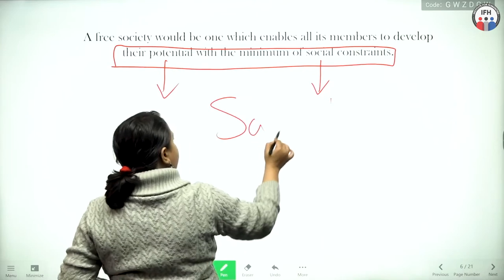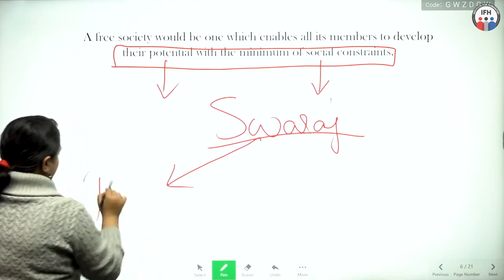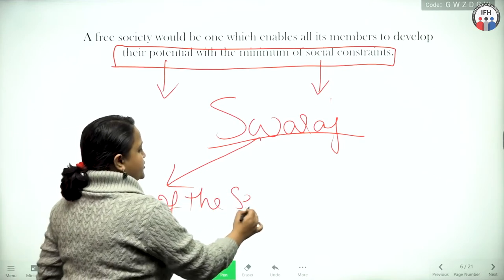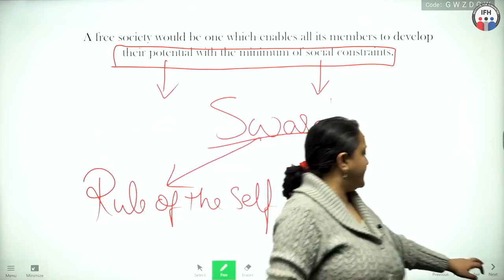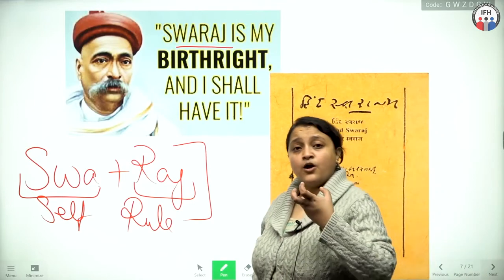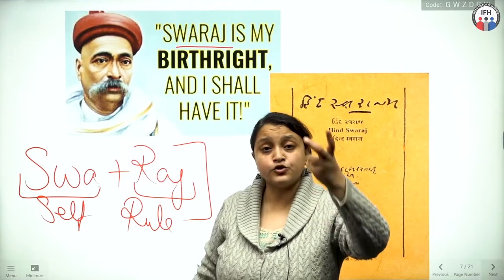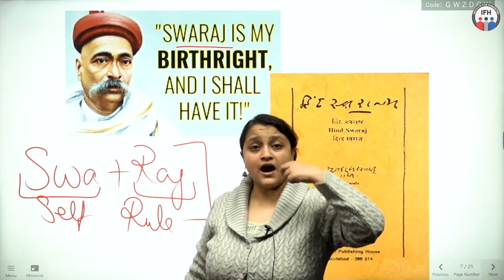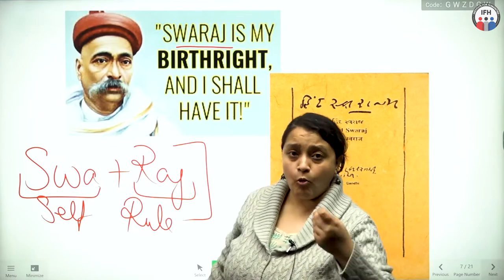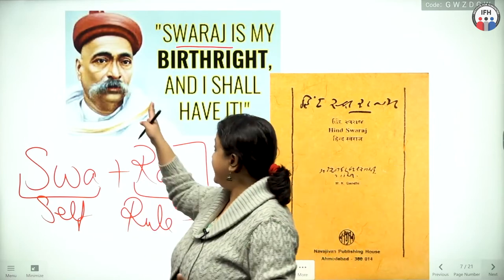So basically, if we look at Swaraj, there is rule of the self, which is what the rallying point of the Indian freedom movement was, wherein they are saying that we as Indian citizens have the right to rule over India, the rule of the self. We are going to be the rulers, right? Swaraj, that is home rule. Again, that was the rallying point of the Indian freedom movement.